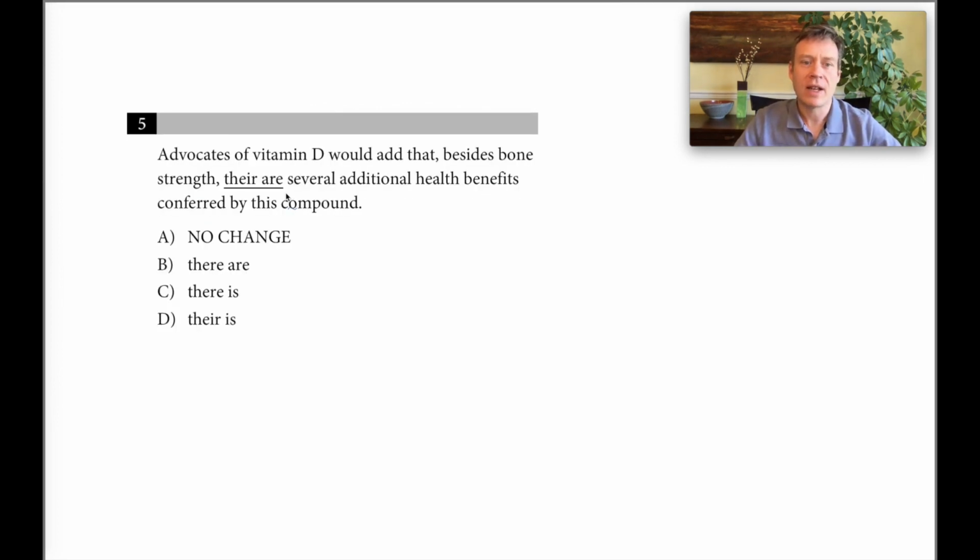Number 5, advocates of vitamin D would add that besides bone strength, there are several additional health benefits conferred by this compound. So for one thing, this is the wrong there, so we can get rid of choice A and choice D for that reason. And then if we remember, usually if you have there is or there are, the subject is going to come after the verb. And so in this case, we're going to look here and see that benefits is the subject. And that's plural, so we're going to go for there are instead of there is. This is singular. So choice B is the right answer.